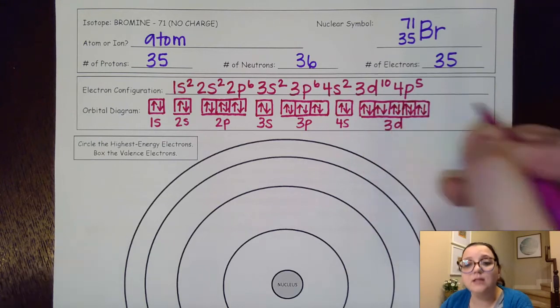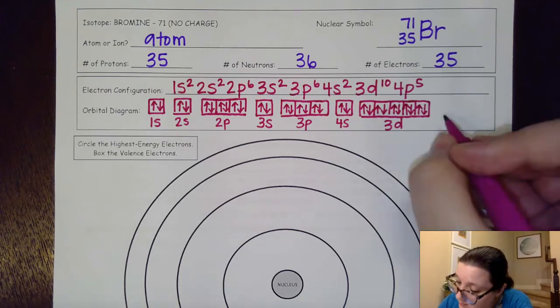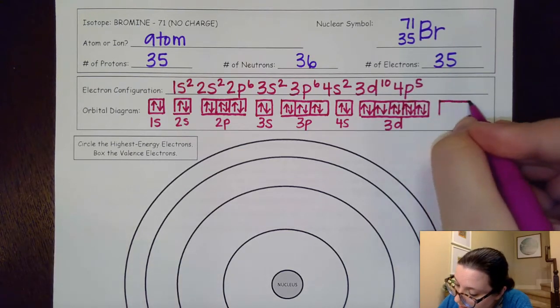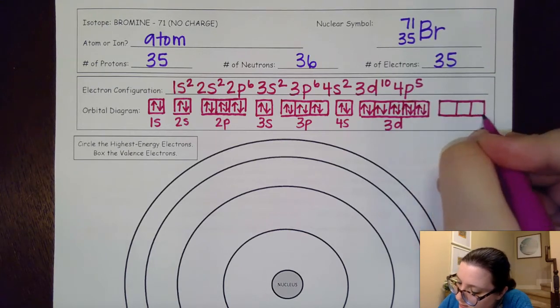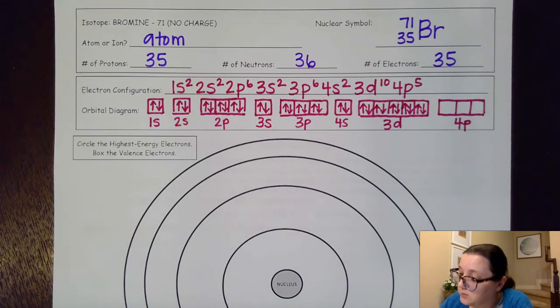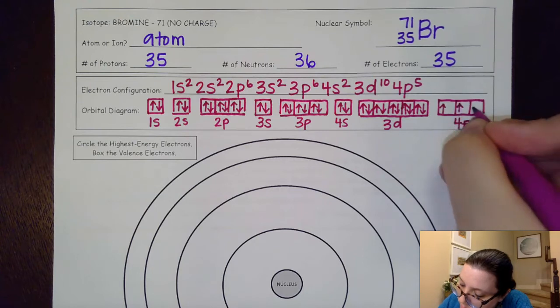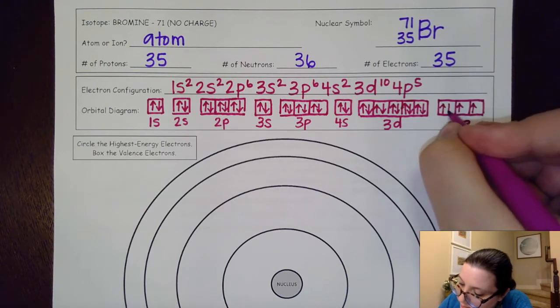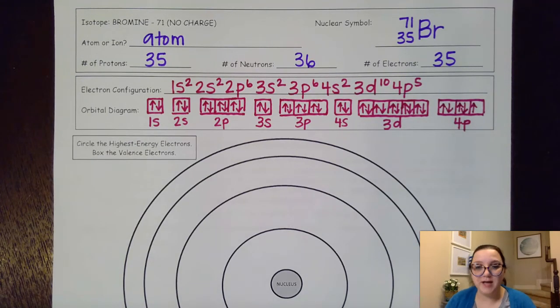And then finally, for 4P, I want to draw 3 boxes hooked together. And here's where I have to be really careful how I'm filling these. I only want to show 5 arrows, so I should put one into each before I double up. And so then there's your orbital diagram.